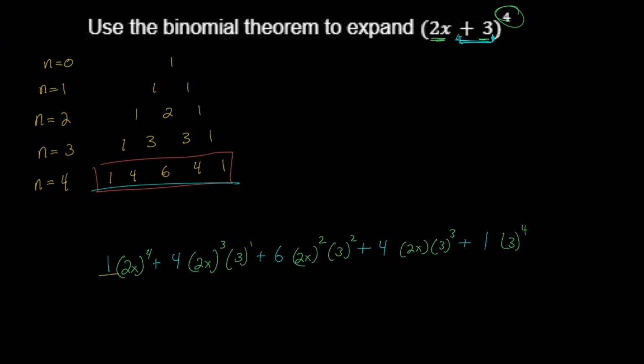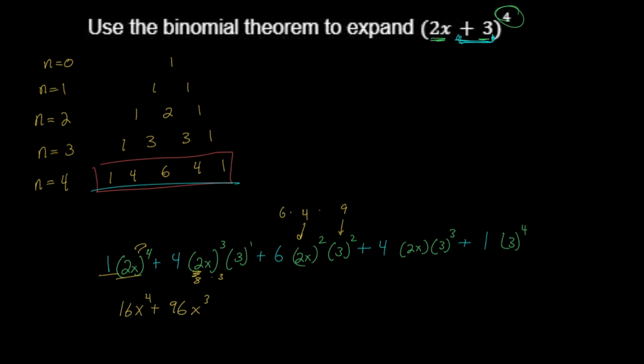So 1 won't really affect that first term. 2x in parentheses to the 4th will give the exponent to both. So 2 to the 4th is 16, x to the 4th. Here we have 2 to the 3rd, which is 8. 8 times our 3 is 24, and times the other 4 we have 96 x to the 3rd. In the next term, we'll have 2 squared, which is 4. We'll have 3 squared, which is 9.